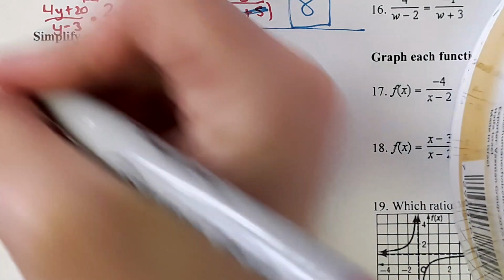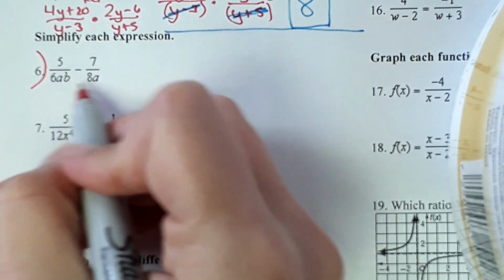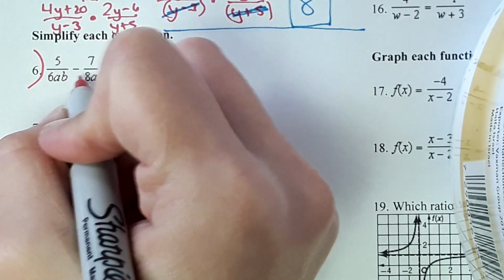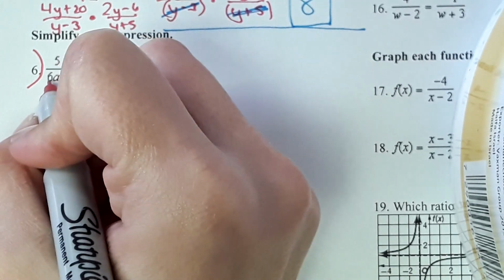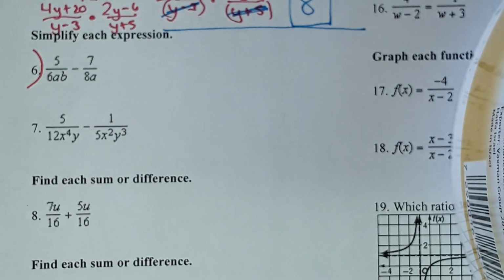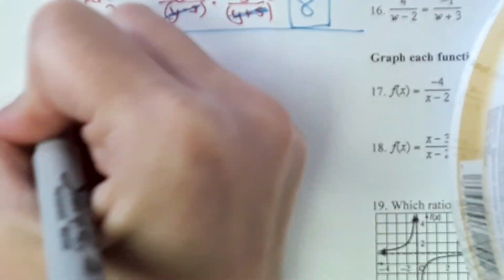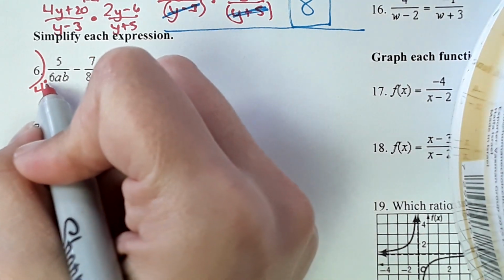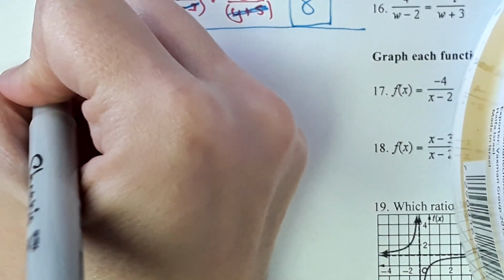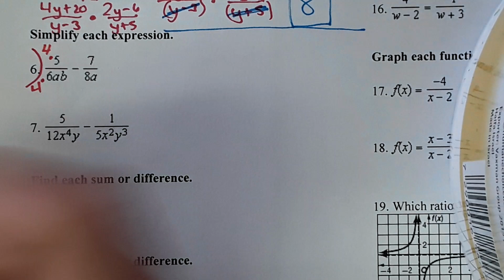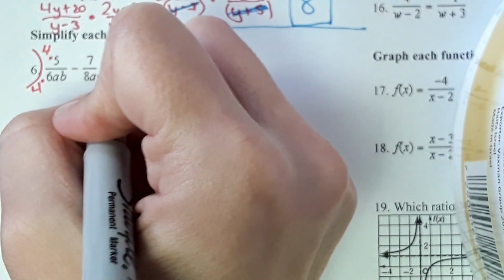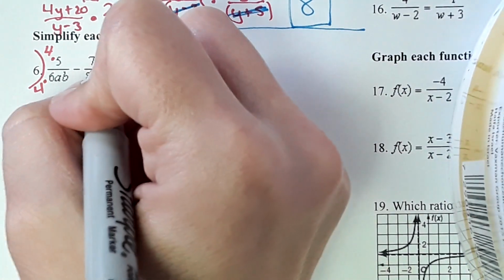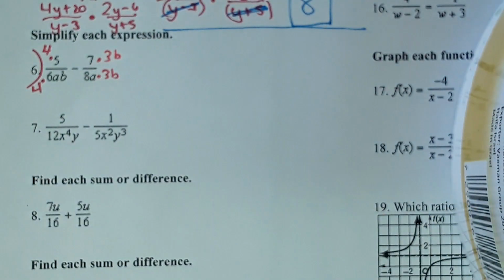So for number 6, 6ab and 8a. This here needs a b, and this value also has to be the same. The least common multiple of 6 and 8 would be 24. I can multiply this by 4 and multiply this by 3 to get 24. So I'm going to multiply this by 4, and whatever I do to the bottom, I do to the top. And then this will multiply by 3b, because we'll get the 24, and it'll also be ab. And then whatever you do to the bottom, you do to the top.